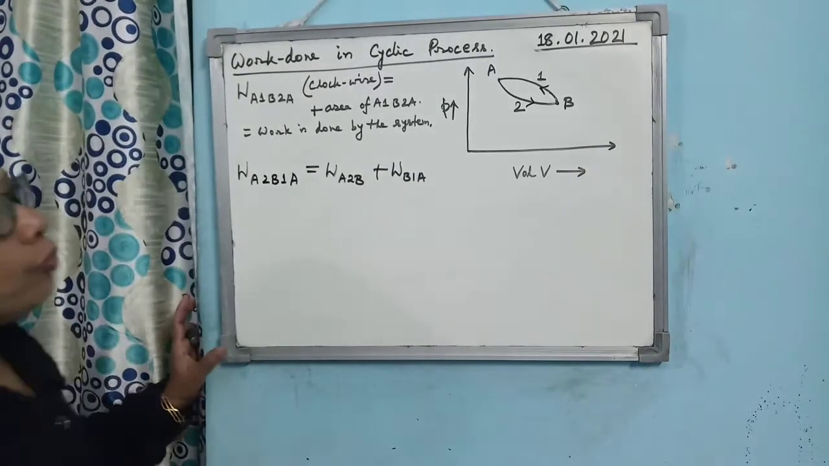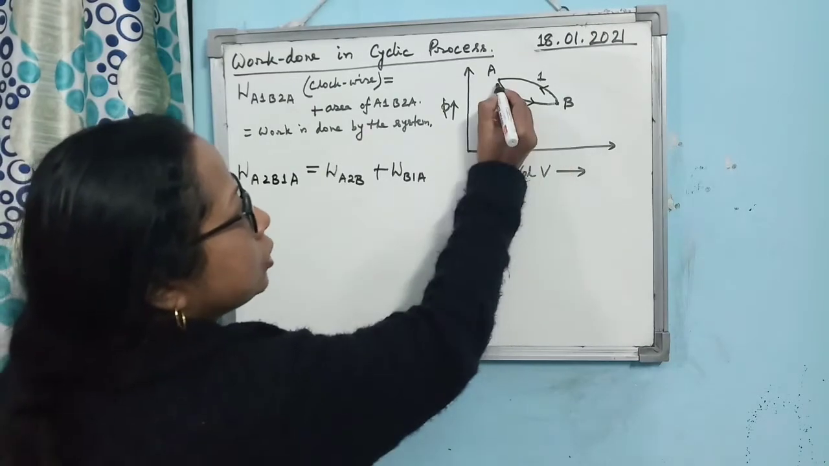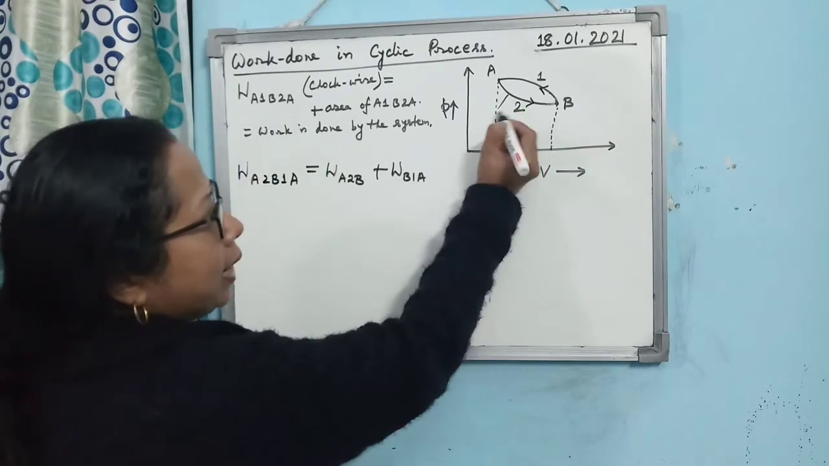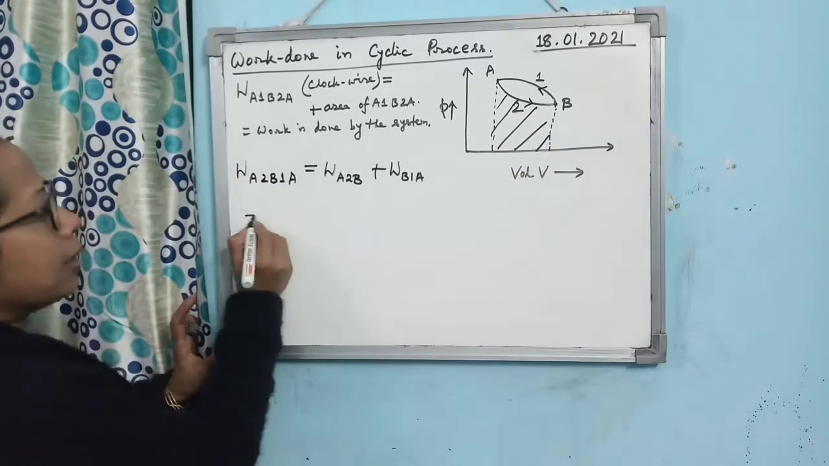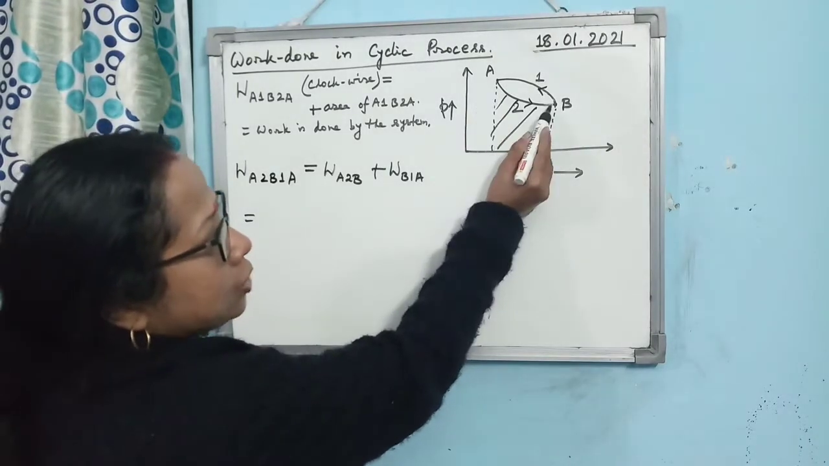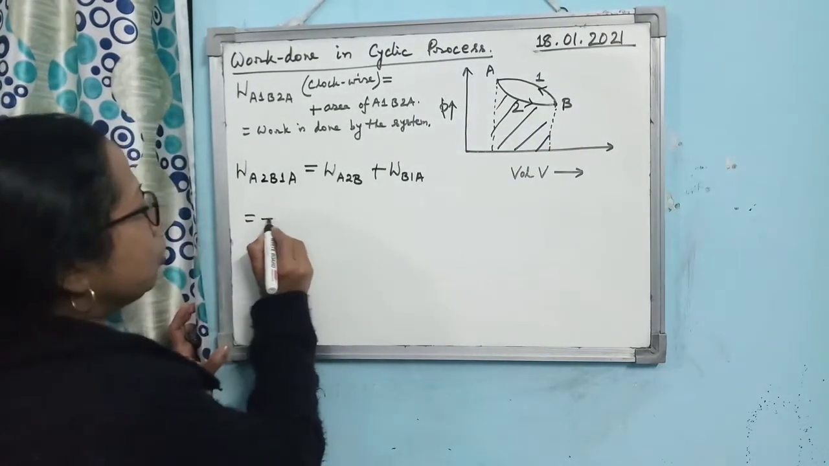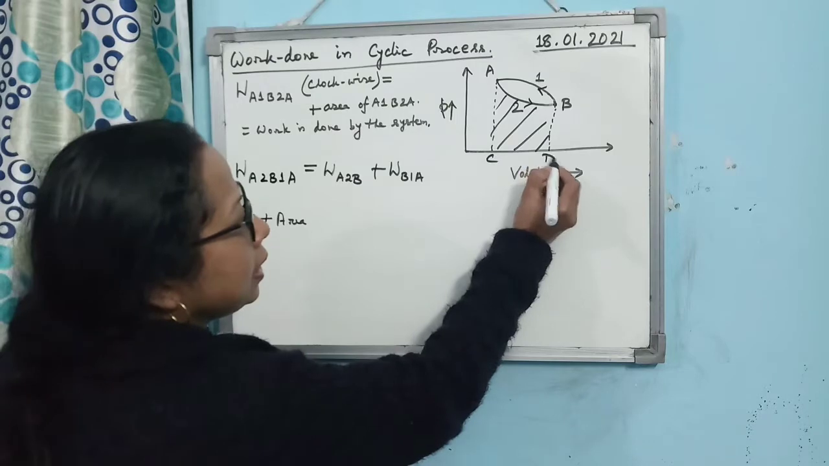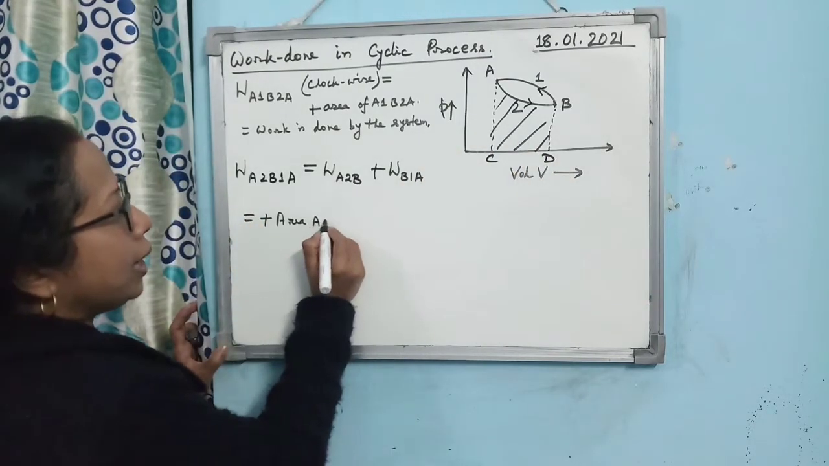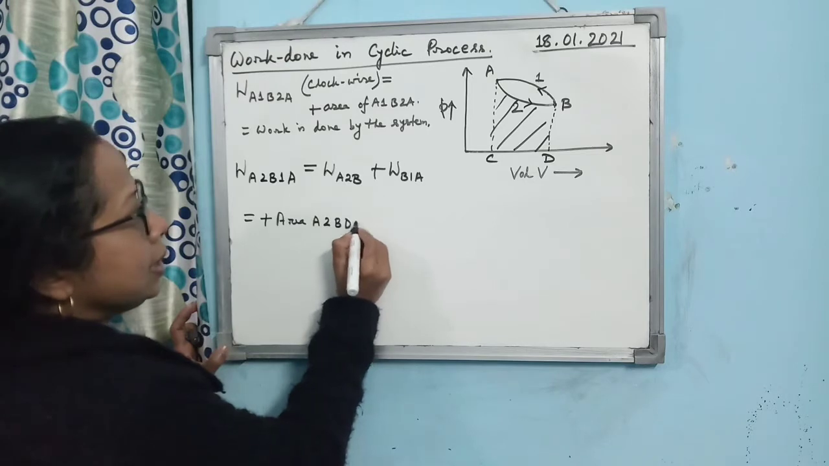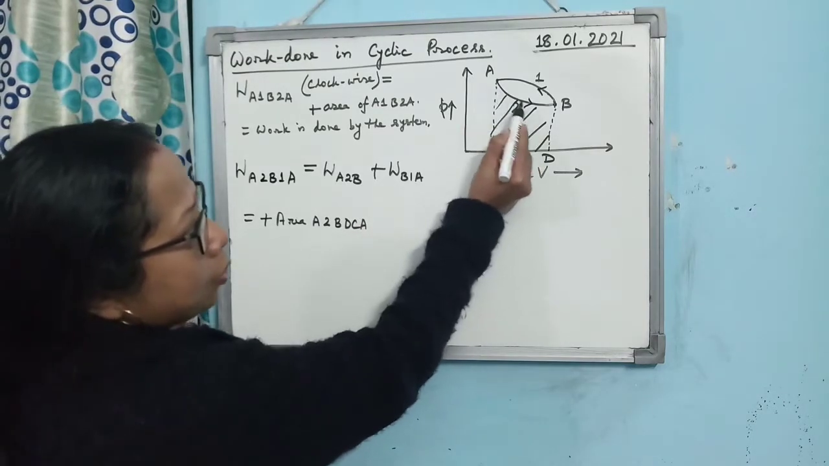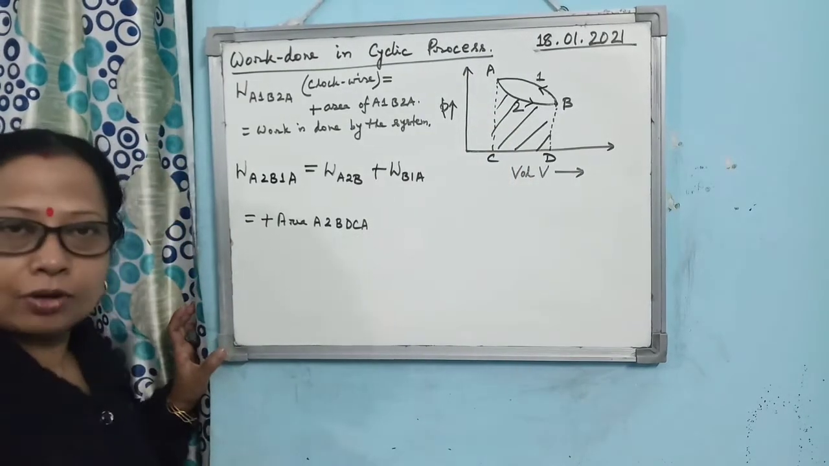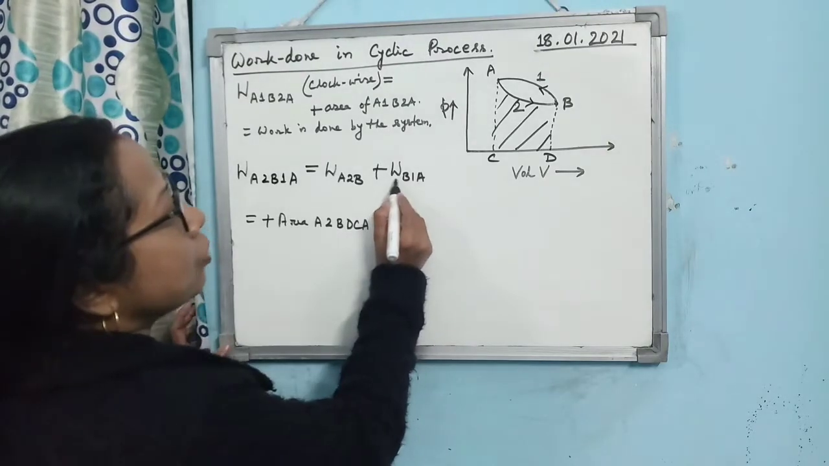Is that clear? So when you are taking it from A to B, according to our concept, what will be the work done? If you draw perpendiculars from A and B, then the enclosed area, you can write. In this case, when you are taking from A to B, the volume is increasing, so work done will be positive, and the area, if you name the perpendicular feet C and D, is area of ABDCA. Means this closed area, be careful.